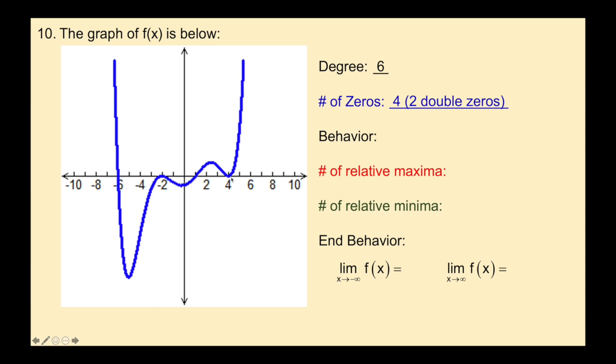For our behavior, again, if I start here, it goes down and then up and then down, up, down, up. So my behavior is decrease, increase, decrease, increase, decrease, increase. For relative maximas, I've got a point right here and a point right here, so I've got 2 of those. For the minimums, I've got this one, and this one. So there's 3 of those. Again, we want to make sure that their total adds up to give us 1 less than the degree. And then as far as our end behavior, if I were to put arrows on both of these, they're both pointing up towards positive infinity.